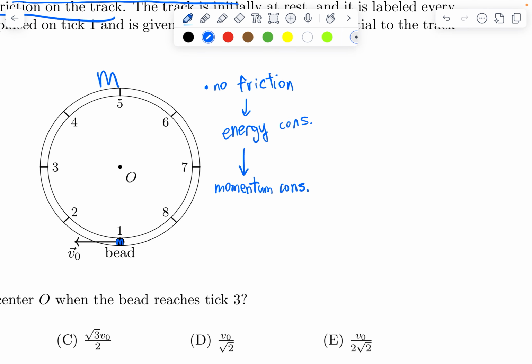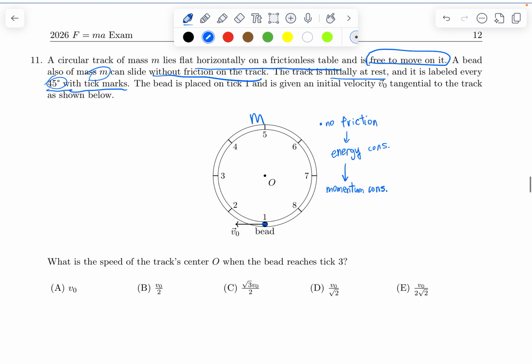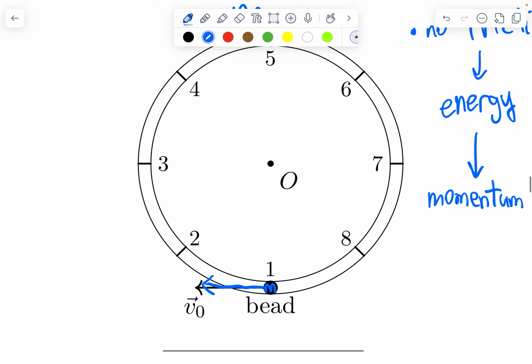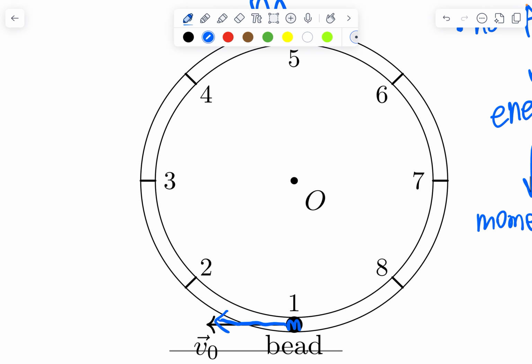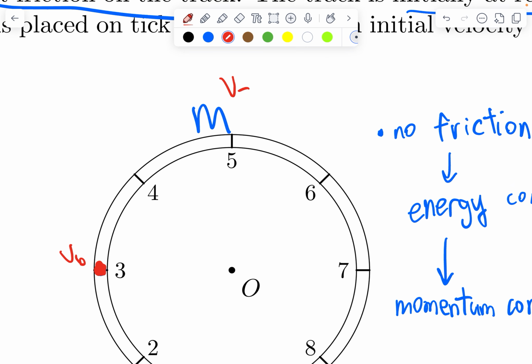So we can start by listing some variables for these. First of all, we already know that the velocity of the bead is v0 at the start, and at the end, this bead travels to 3, right? Now at 3, the bead has a velocity, we're not sure, maybe it's this way, but anyways, the bead has a velocity, and we're going to call it vb, how about that? And for this track, we're going to call it vt. So we have vb and vt.